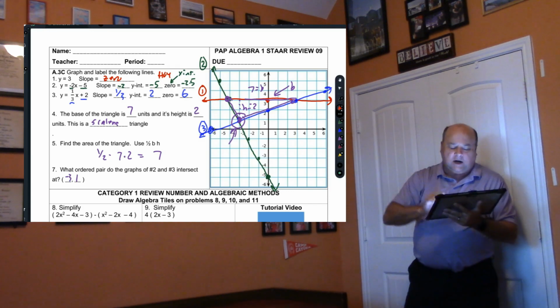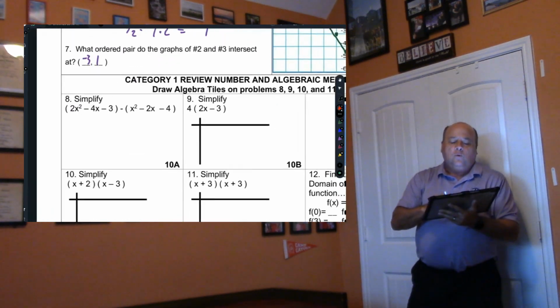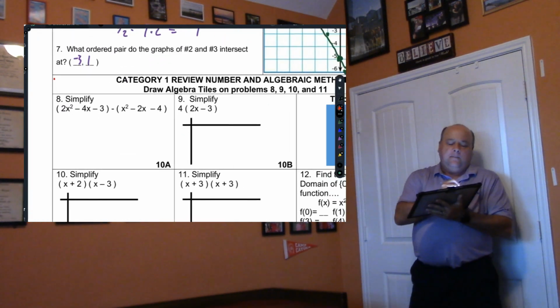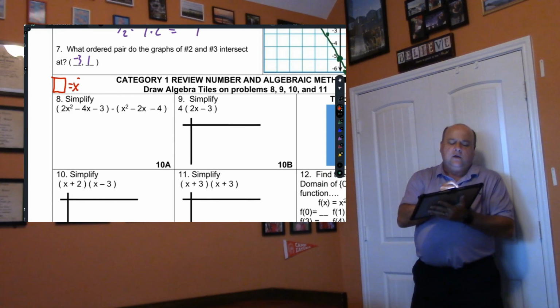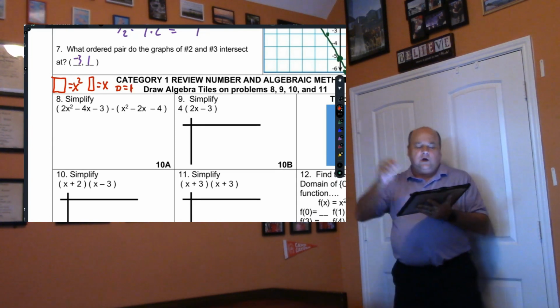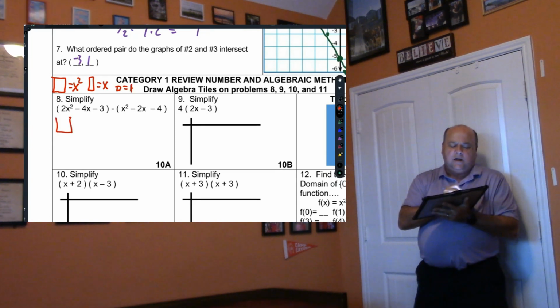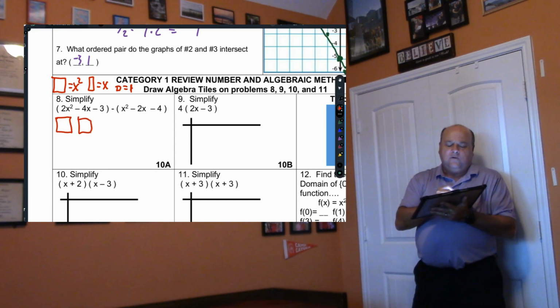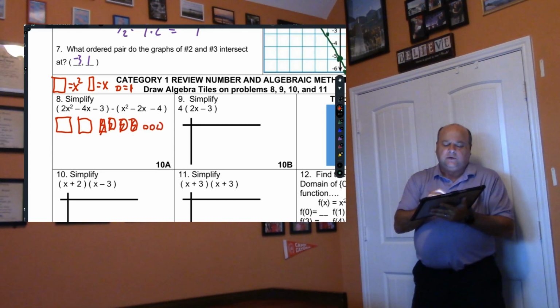Fun. Let's keep rocking and rolling. Remember on these problems here, a big square is x squared, a rectangle is x, and a little square is a 1, right? So we're going to draw these pictures. So we got 2x squared. I'm going to draw 2 big rectangles. 4x, 4 shaded squares. And then a -3. I need 3 shaded squares.